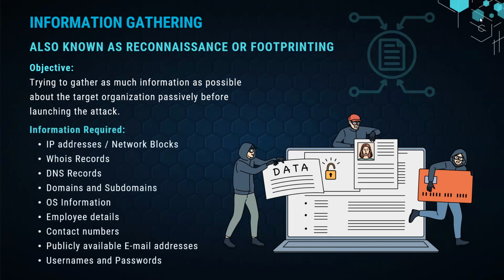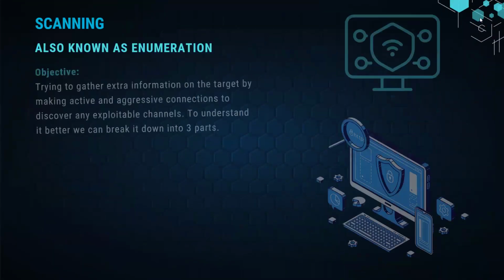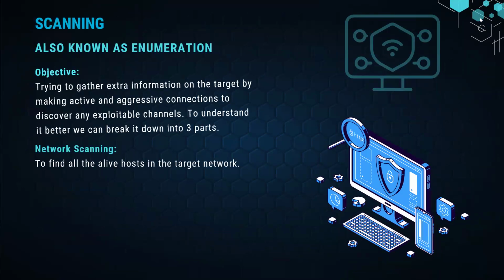You need the IP addresses, the WHOIS records, the DNS records, the domains and subdomains of the organization, operating system information, employee details, contact numbers, email addresses, etc. So as an ethical hacker, we try to obtain all of these pieces of information in the first phase, reconnaissance or information gathering. And once all this data has been obtained, that is utilized in the next phase. So in the scanning phase now, you make direct, active or aggressive connections with those pieces of data, and you get some extra data.